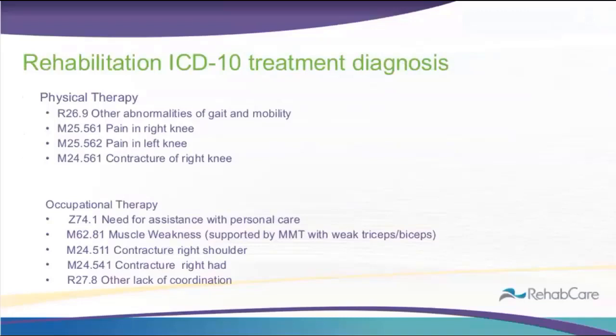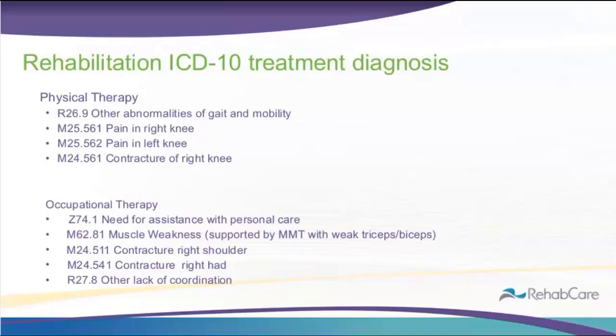They did the pain in the right, I got some typos in here, that needs to both say right knee and hip. They also had a contracture of the right knee. That was the knee replaced 6 years ago, and they identified that there was a contracture in that knee. OT did Z74, need for personal assistance.